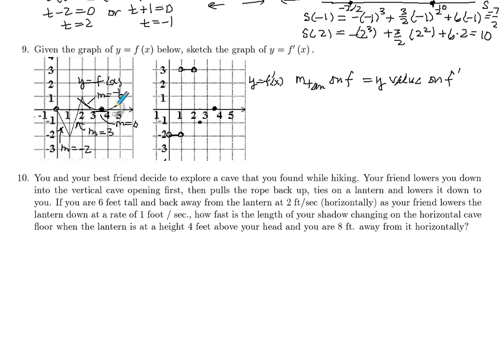And then in here, you could estimate your tangent slope. It looks like it's about rise 1, run 1. So here it looks like m is about +1. That's at about 4.5. So at 4.5, we're at about +1.